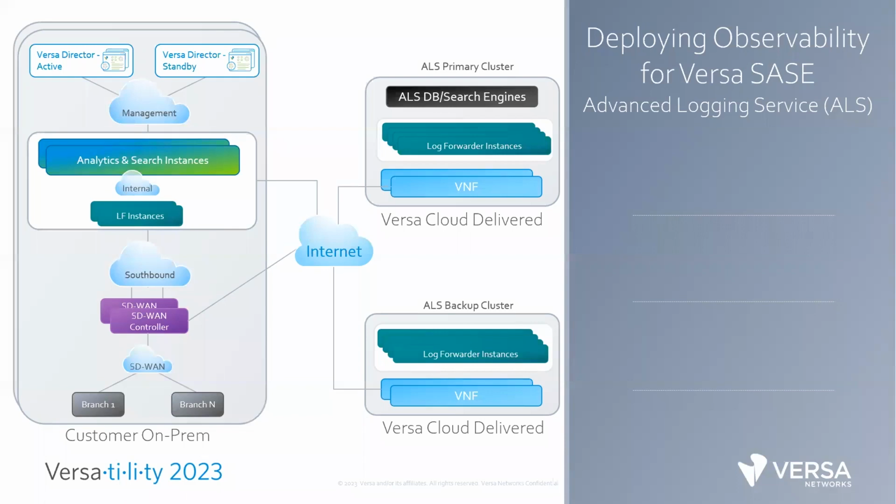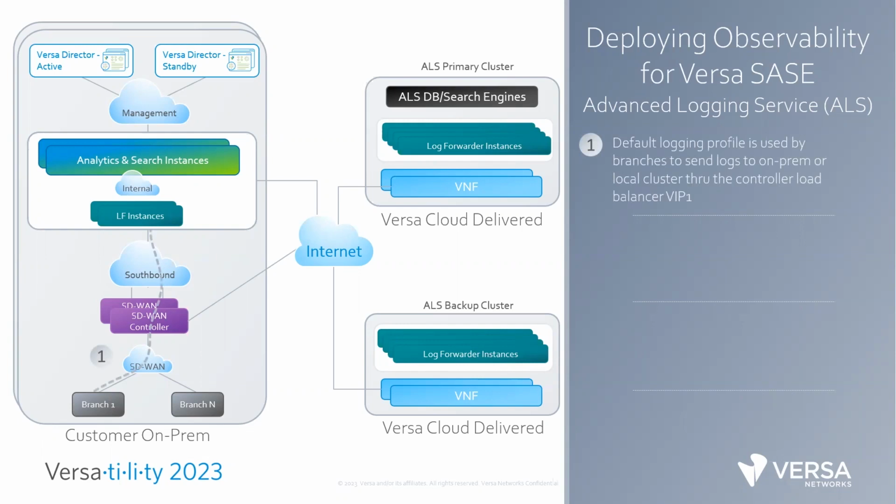Now let's look at Versa's advanced logging service in detail. What you see on your left is your on-prem environment, which has your analytics and search instances as well as the log forwarder instances for processing all the default logging. The logs from your branch devices are by default sent to your on-prem cluster.